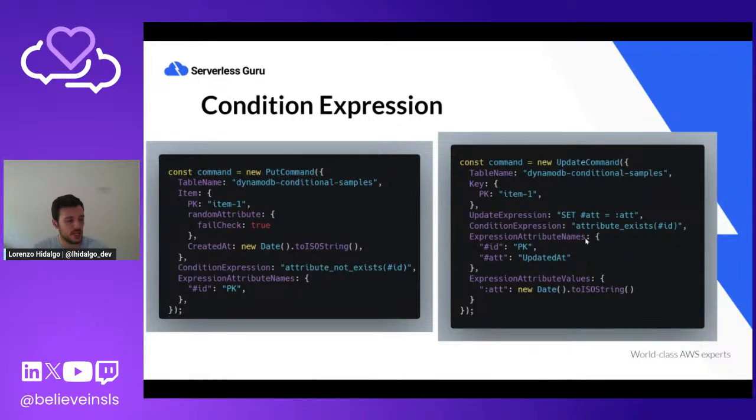Here we want to check, hey, please update the item with this primary key, but only if this condition expression is true. So only if the attribute already exists. That way, we ensure that the update command won't act as an upsert. So it will only update and not insert new items.